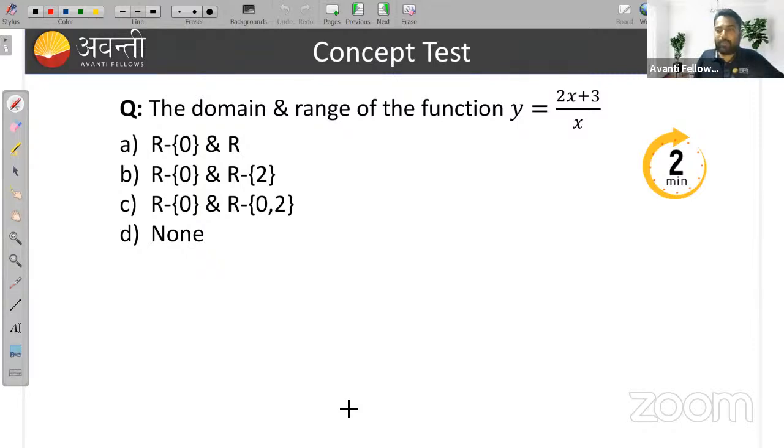Yes, we have very little time. In the next class tomorrow, this will be completed because there are more concepts also. We have many functions: modulus functions, signum function, greatest integer functions, fractional part functions also, and we need to understand the algebra of functions also. So in the next class we will try to complete. I think in this class it will not be completed. Let's see what happens. So what is the domain and range of this function? Let me know in the chat box.